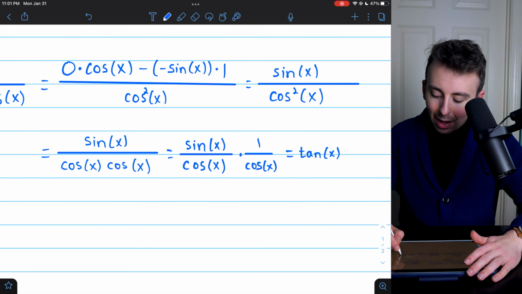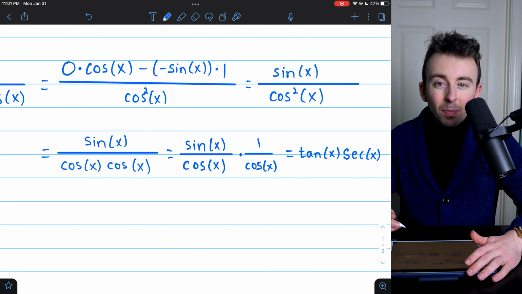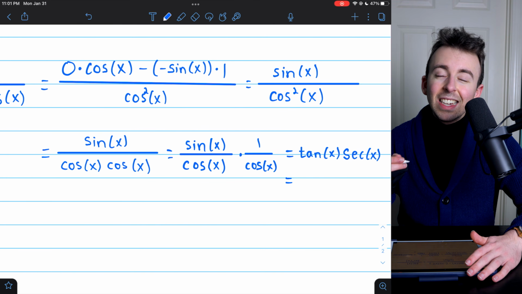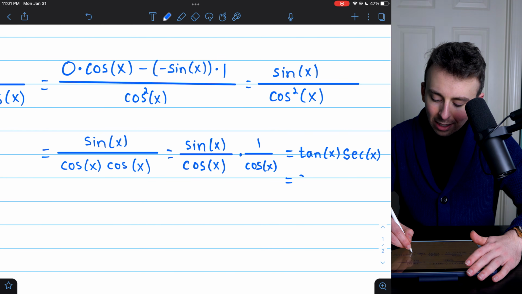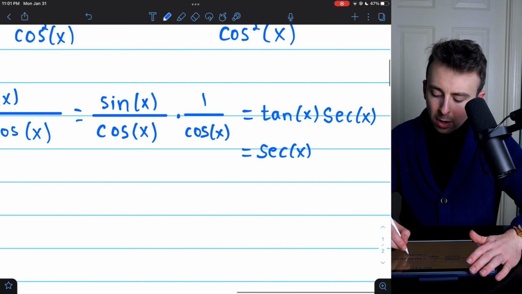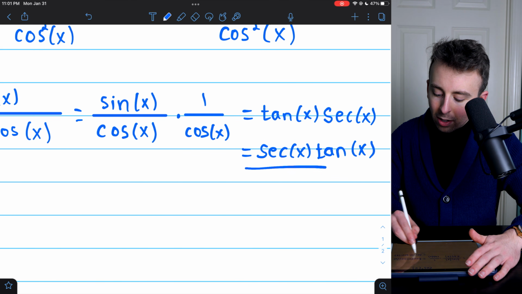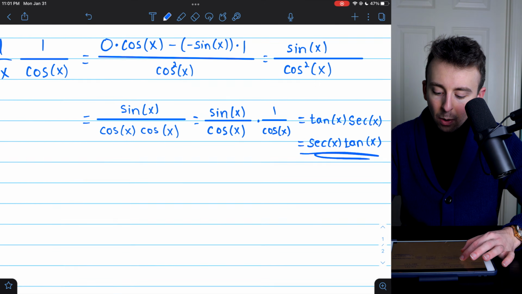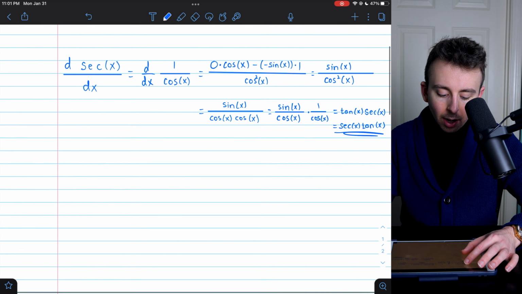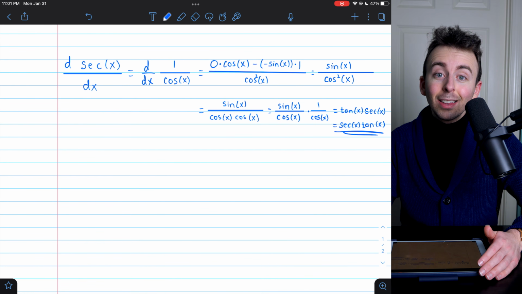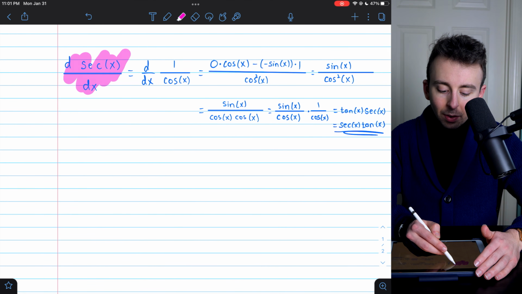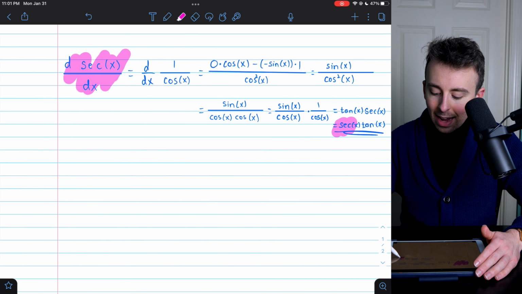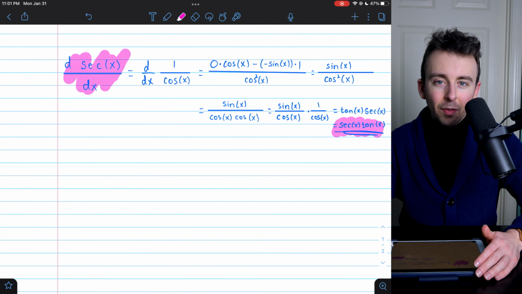That's secant of x. So this is tangent times secant, and in my experience, the derivative of secant is more often written the other way around. Order of multiplication, of course, doesn't matter. You'll often see it written as secant of x times tangent of x. And that is how we find the derivative of the secant function using the quotient rule. The derivative of secant of x is secant of x times tangent of x.